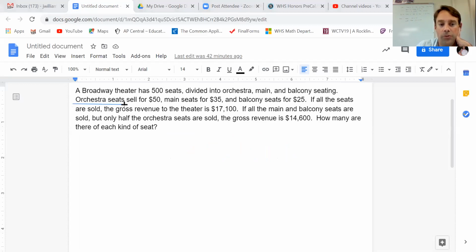Three things. We have orchestra seats, we got main seats, and we got balcony seats. Now, before we ever do a word problem here, we always got to make sure we write our let statement so we know exactly what we're doing. So let's let x equal the number of orchestra seats.